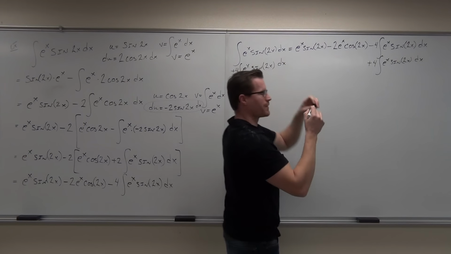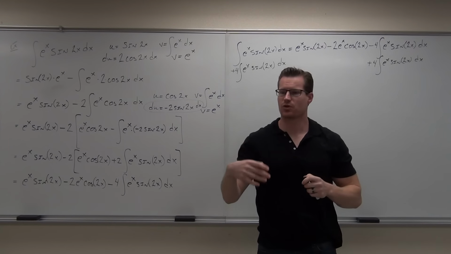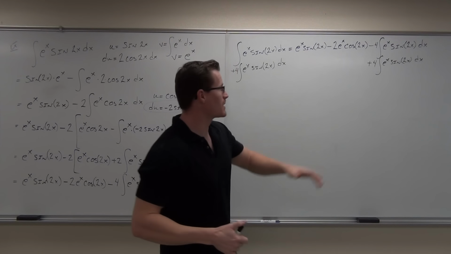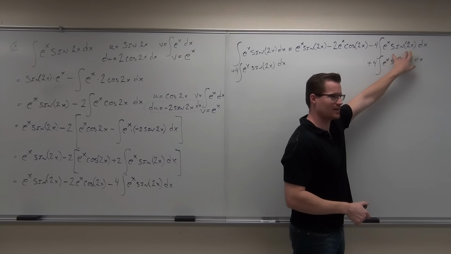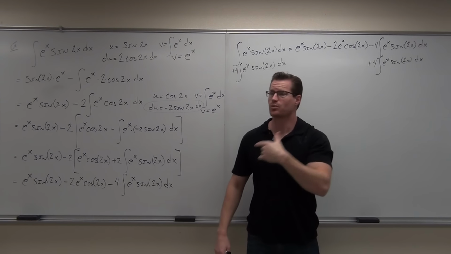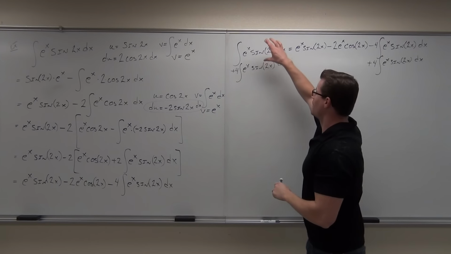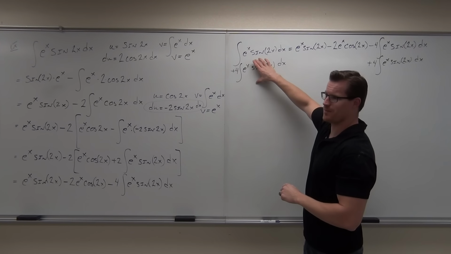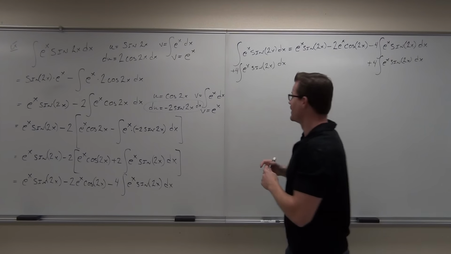Here's the whole cool part about this. If you get a piece of your integral back again, the same thing, do you see how we get the same exact thing back again? What can we do? Shoot, just add it to both sides. That's going to get rid of that integral. So let's see. We have one of them here. I just added 4 of them. How much do I have? I have 5 of them.